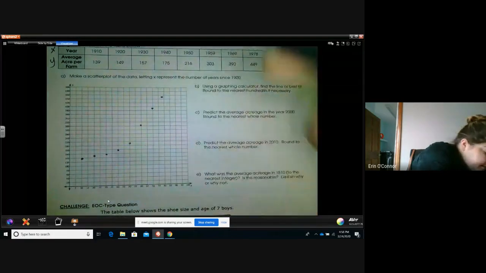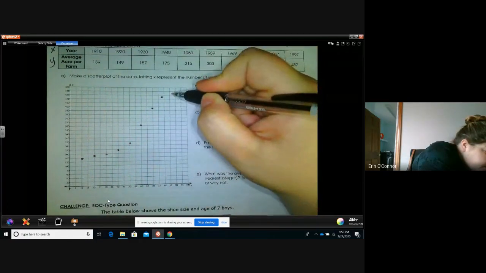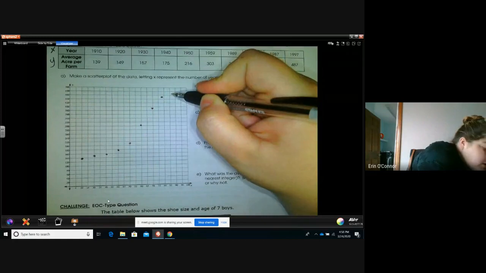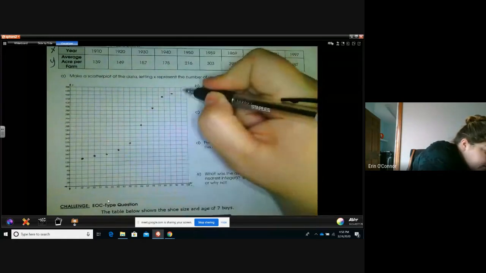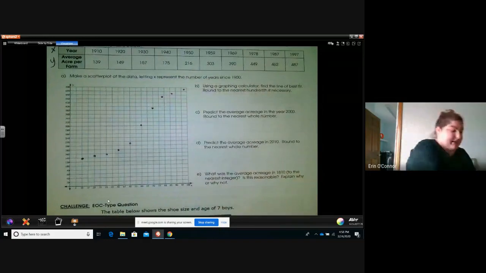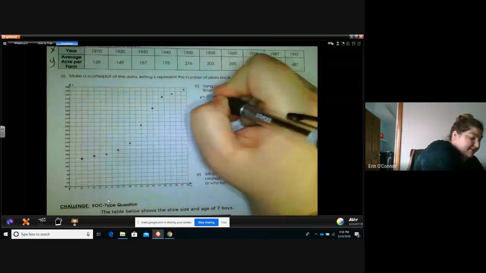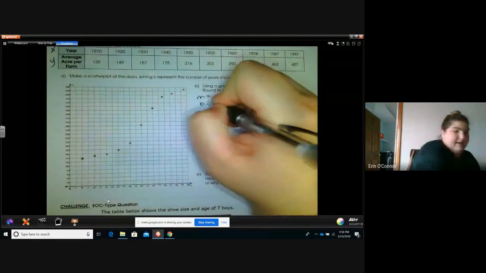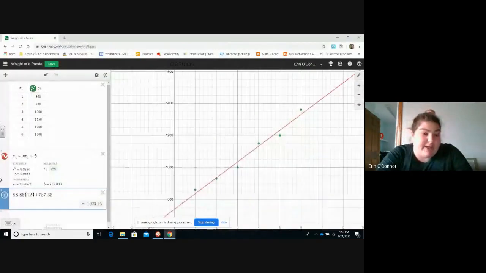And then 87, 462. And then 97, 487. Okay, so we have our scatter plot made. Using a graphing calculator, we're going to use Desmos. Find the line of best fit, rounding to the nearest hundredth if necessary. Line of best fit, remember, is M and B. We need to find our slope equation, our slope-intercept formula equation.